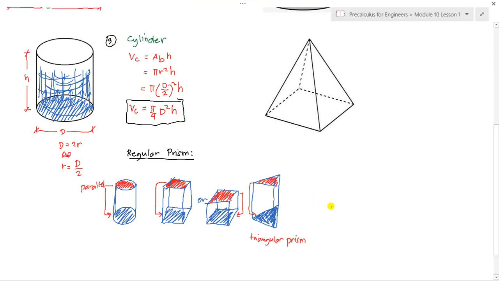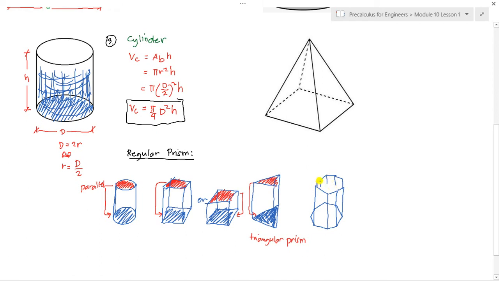an n-sided polygon. Let's say we have an octagon, so how many sides does an octagon have, Mr. Ablen? Okay, 8. So if you project those 8 sides, of course you will create 8 projections on the top.